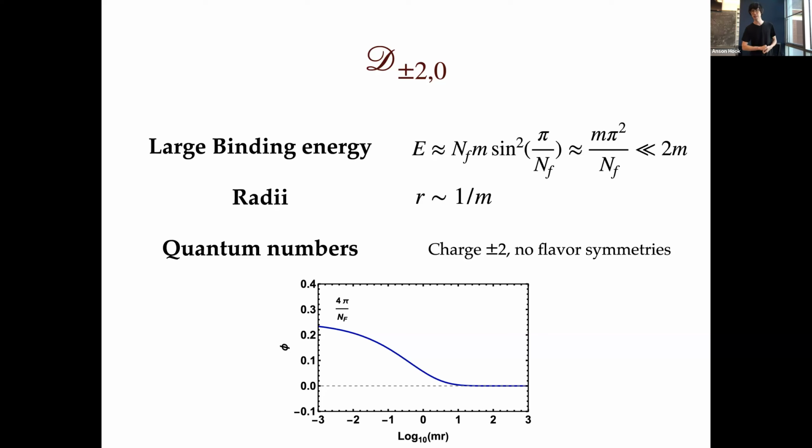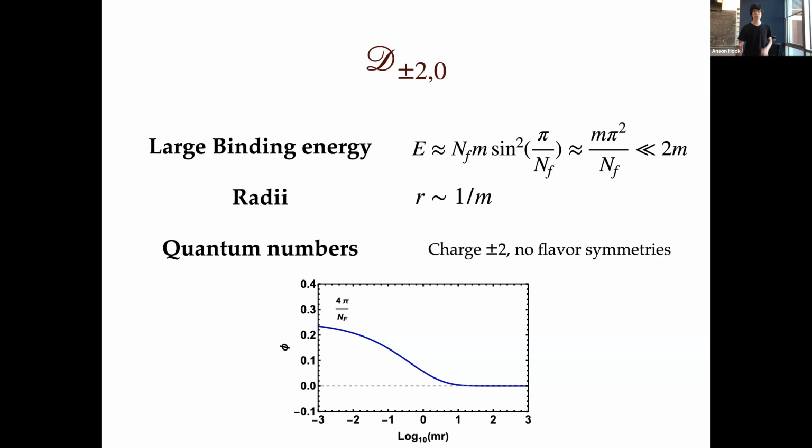If you interpret it as a bound state of fermions, you can analytically calculate its mass or binding energy in the small alpha limit. And you'll find that it's much, much smaller than the mass of any fermion. It's down by NF. So as you take very large NF, this is basically almost a zero mode even. It has a very large binding energy. And as you can see, the radius is of order 1 over m.